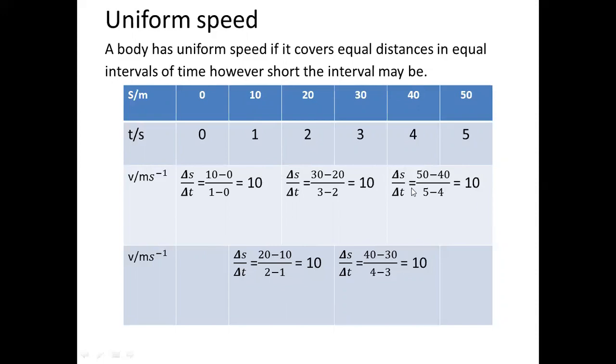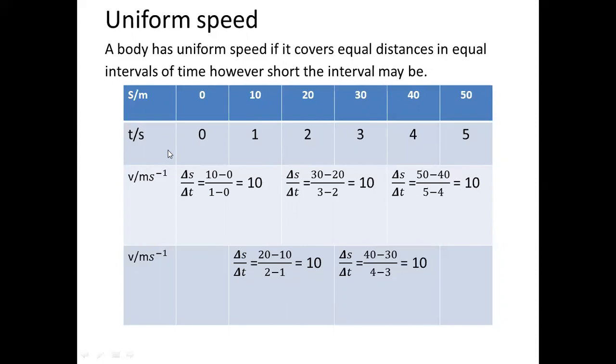This last calculation shows the speed for the time interval from 4 to 5 seconds. So over here, 50 minus 40, that is the change in distance, divided by change in time, 5 minus 4. Again we are getting 10.